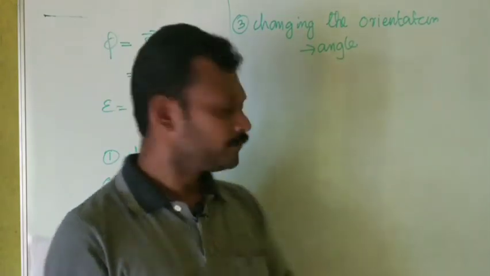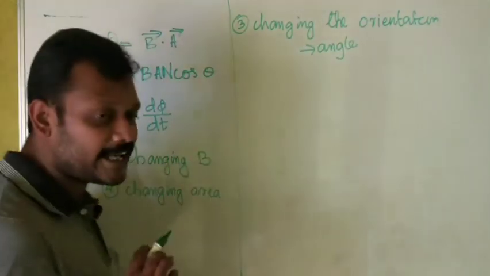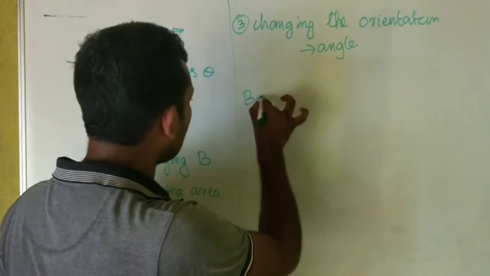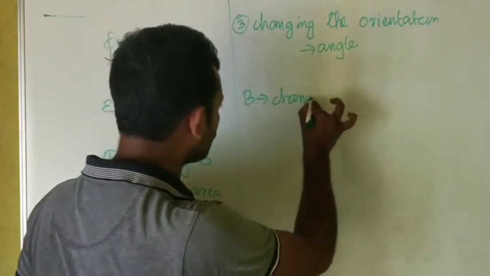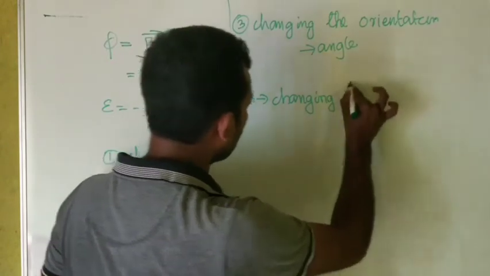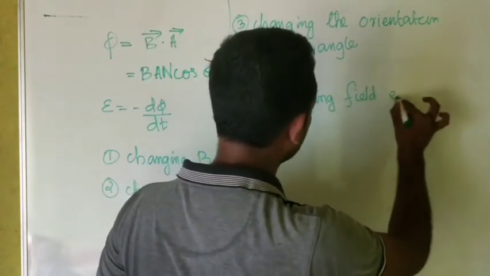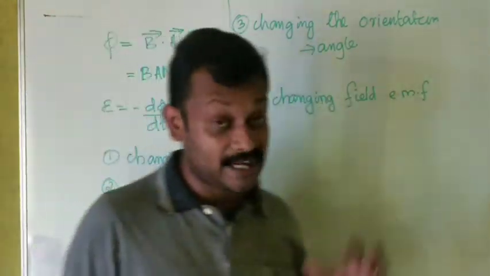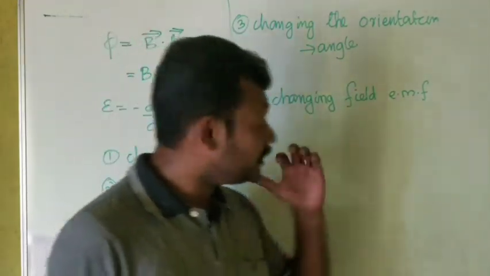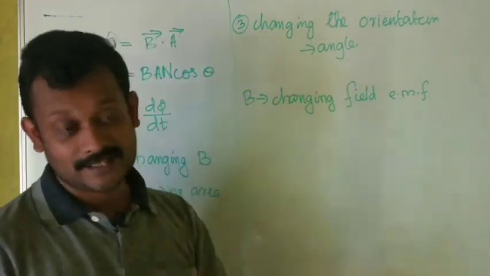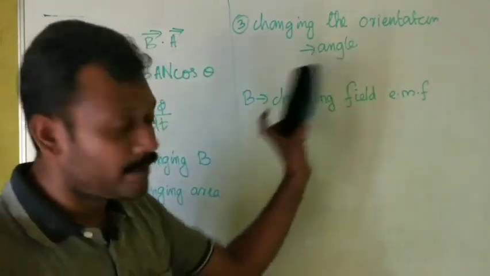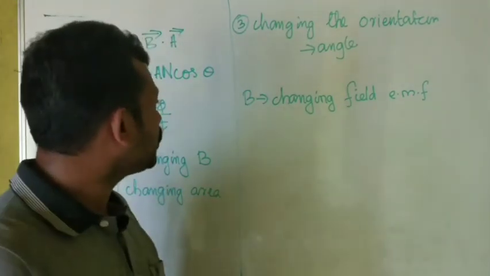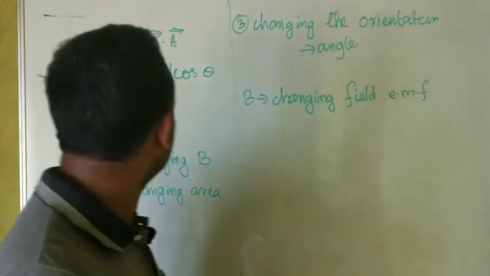Now let me tell you, this is changing the magnetic field. That EMF is what is called a changing field EMF. So when B is changed, that kind of EMF is called a changing field EMF. I will discuss a few examples of the same when I use the panel board. But at present, I won't find enough time to write everything on the board. So, I will discuss in the panel board some examples corresponding to this, taking into consideration a few problems from the NCERT book as well.